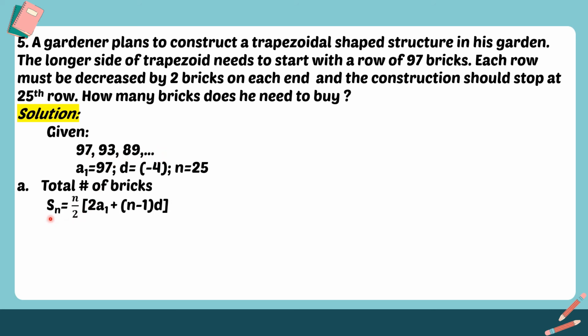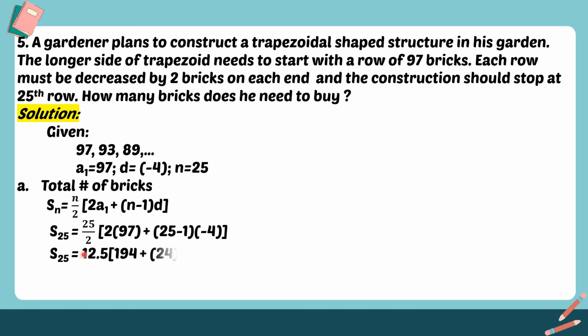So, we need to use S sub n is equal to n over 2 times twice a sub 1 plus n minus 1 times d. Substitute lang tayo ng value ng n that is equal to 25. And then, value ng a sub 1 which is 97. Value ng n ulit dito na 25 and common difference na negative 4.